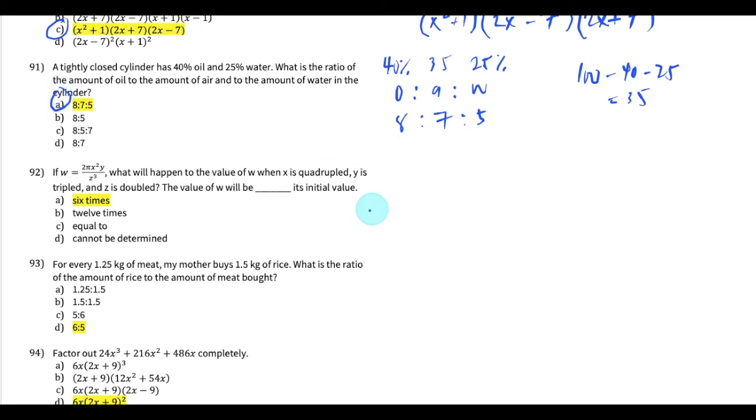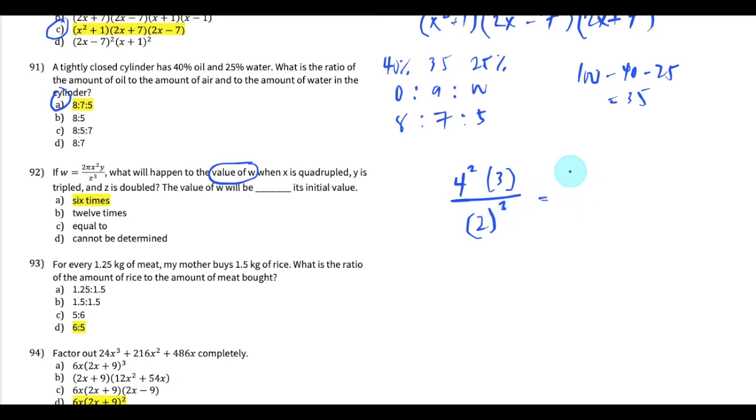92. What will happen to the value of W when X is quadrupled, Y is tripled, and Z is doubled? So the value of W will be, let's check. Gagawin ko na lang dito yung shortcut kasi nakailang examples na tayo dito from the previous mock exams. So, X squared, so ibig sabihin quadrupled, so 4 squared. Y is tripled. Asan yung Y natin? Nasa taas. So, that's times 3 over Z is doubled. 2 raised to 3 kasi raised to 3 ang Z natin.